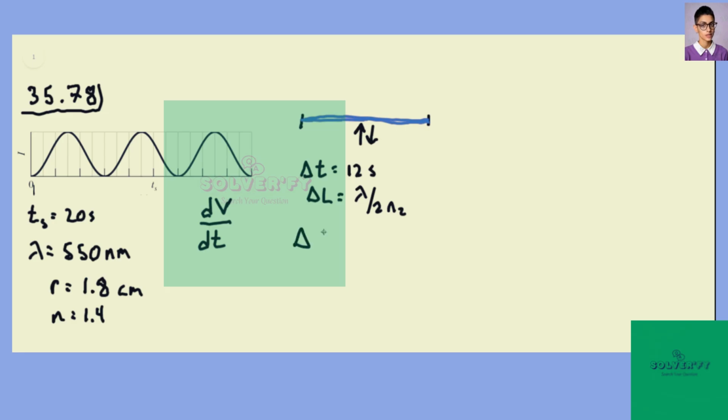So our change in volume is going to be pi r squared times the change in thickness, pi r squared lambda over 2 times N2.